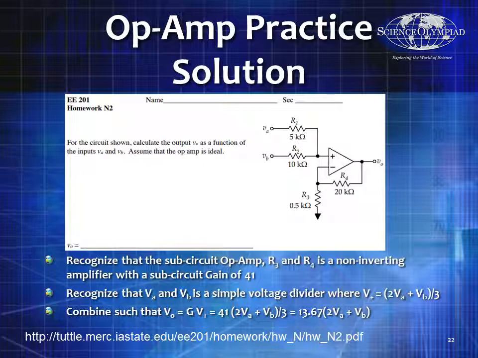Wow, that's magnificent. Okay, now I notice that VA and VB is a simple voltage divider, where I can figure out the Vn, or in this case V plus, is equal to (2VA plus VB) divided by 3. And that makes perfect sense, because if I look at VA and VB, you've got twice the resistance in VB as you do in VA. Then I combine them such that VO is equal to 41 times V plus, and that's where I get my 13.67 times (2VA plus VB).